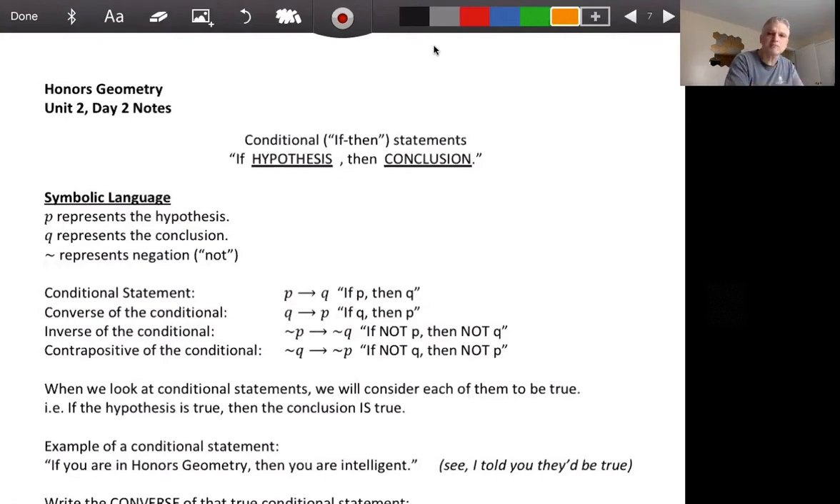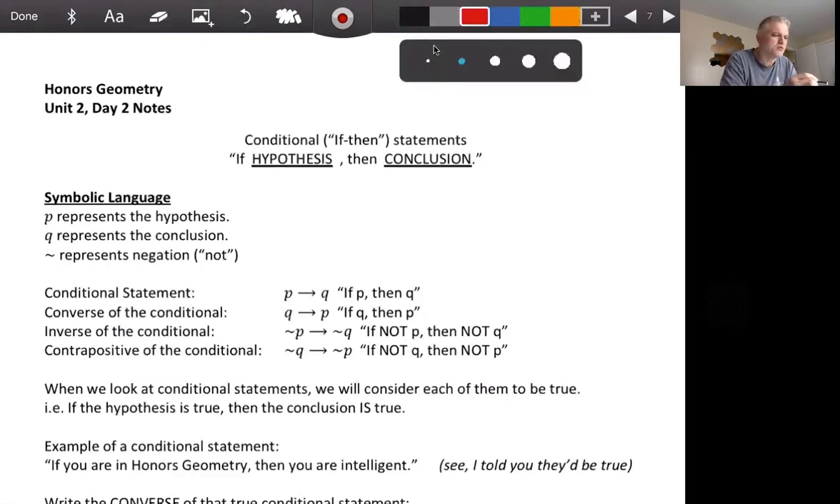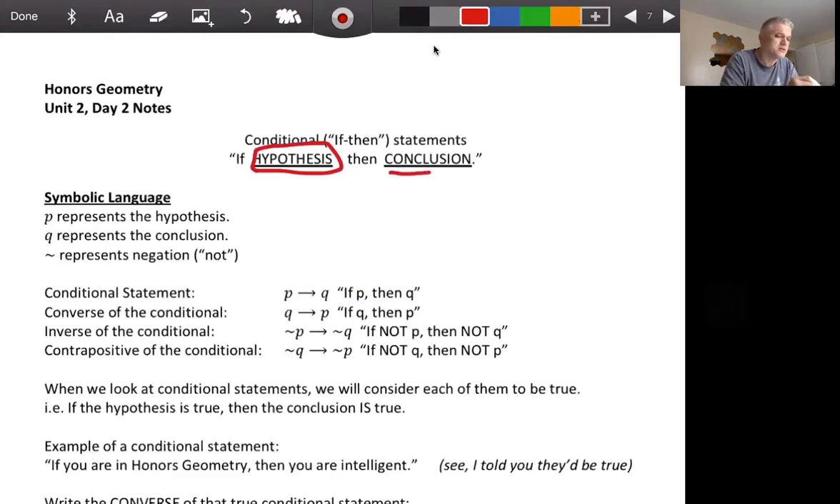I'm going to give you some background before we do a handful of Alex questions at the end to help you with your day 2 practice, which is short and sweet. Terms that you need: a conditional statement is a statement that could be written as an if-then. The if part is called the hypothesis, and the then part is called the conclusion.